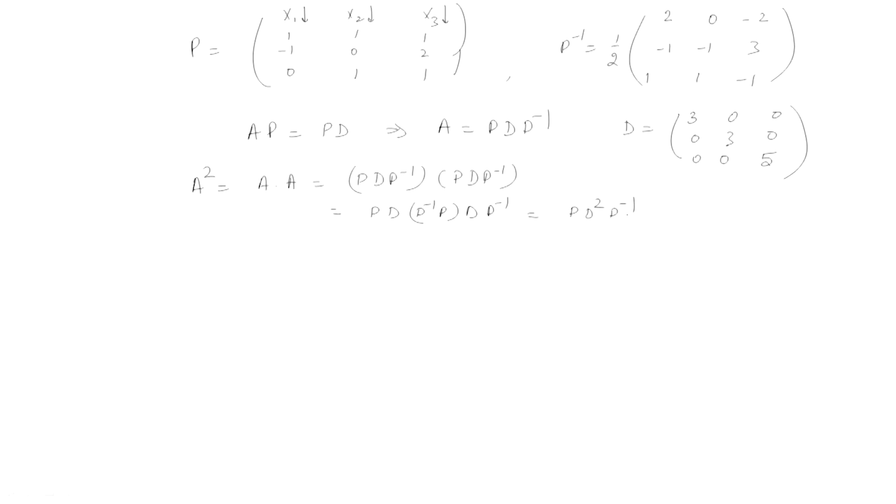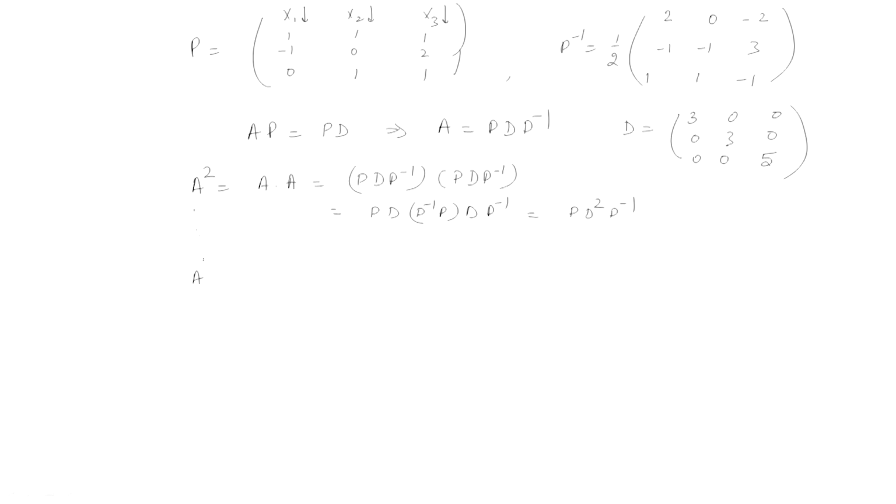That means A square is also diagonalizable. Similarly, if you proceed like this, what is A raised to power k? It is P D raised to power k into P inverse. Suppose you want to find out A raised to power 10. So, it is P D raised to power 10 into P inverse.